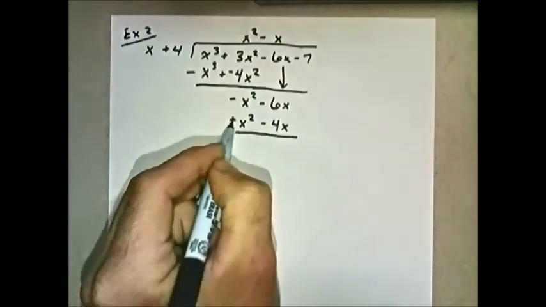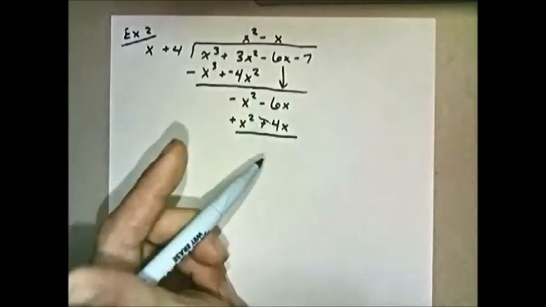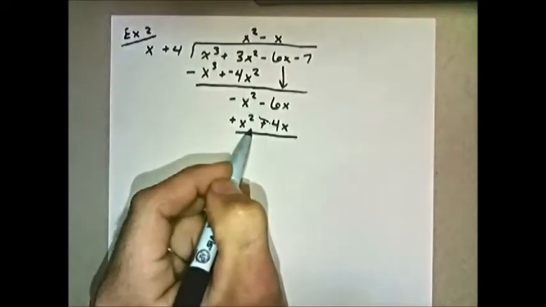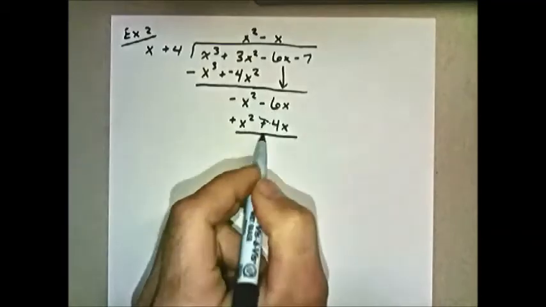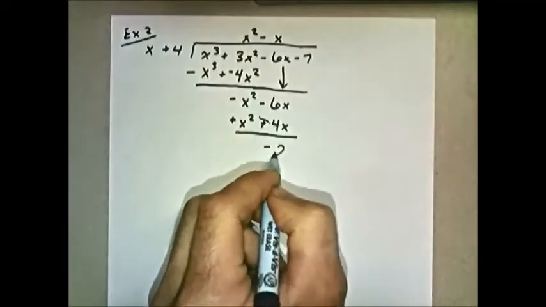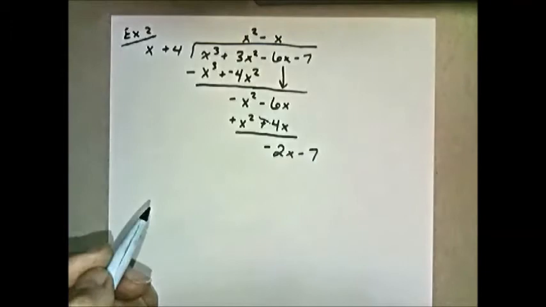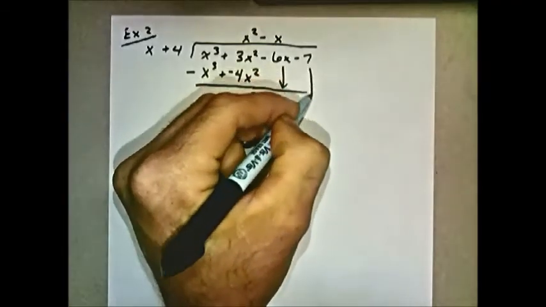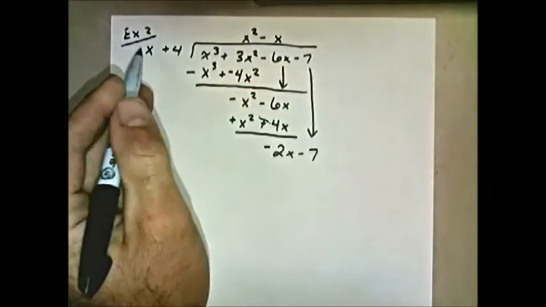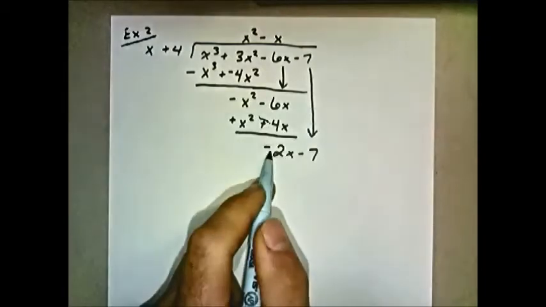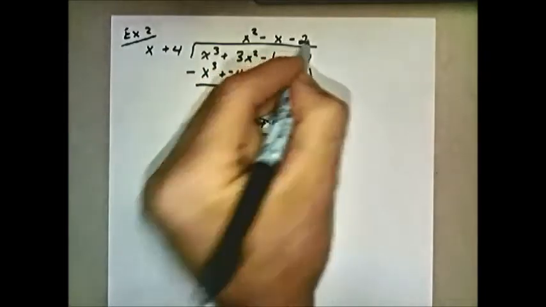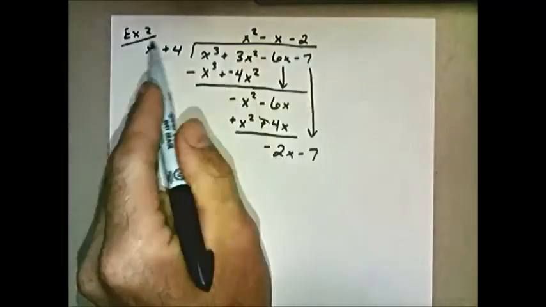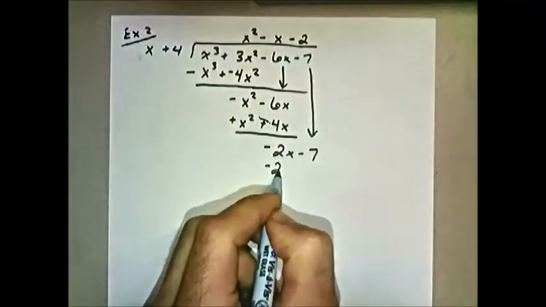Again, changing our signs, we'll see the x squareds cancel. The 6x plus negative 6x plus 4x gives us negative 2x minus 7. As we bring down our minus 7, we ask ourselves, what times x gives us negative 2x this time? We get negative 2. Negative 2 times x is negative 2x.